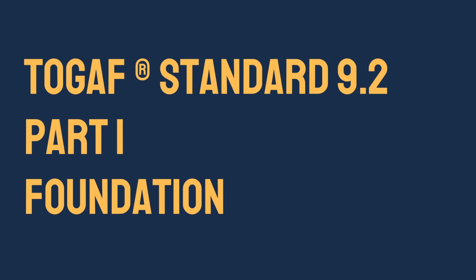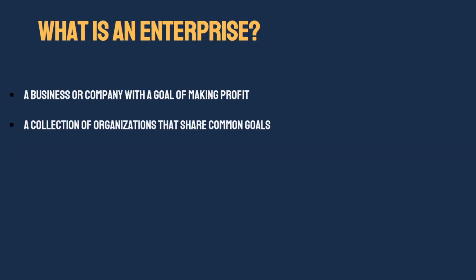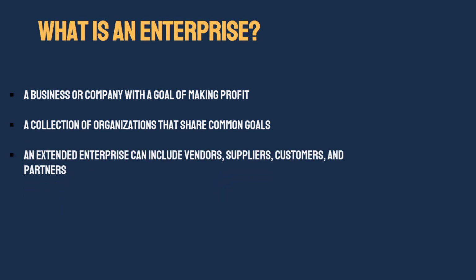So, what is an enterprise? Well, an enterprise is a business or company with the goal of making a profit. Sometimes it's very large. It is a collection of organizations that share a common goal. And an extended enterprise can actually include things like funders, suppliers, customers, or partners.